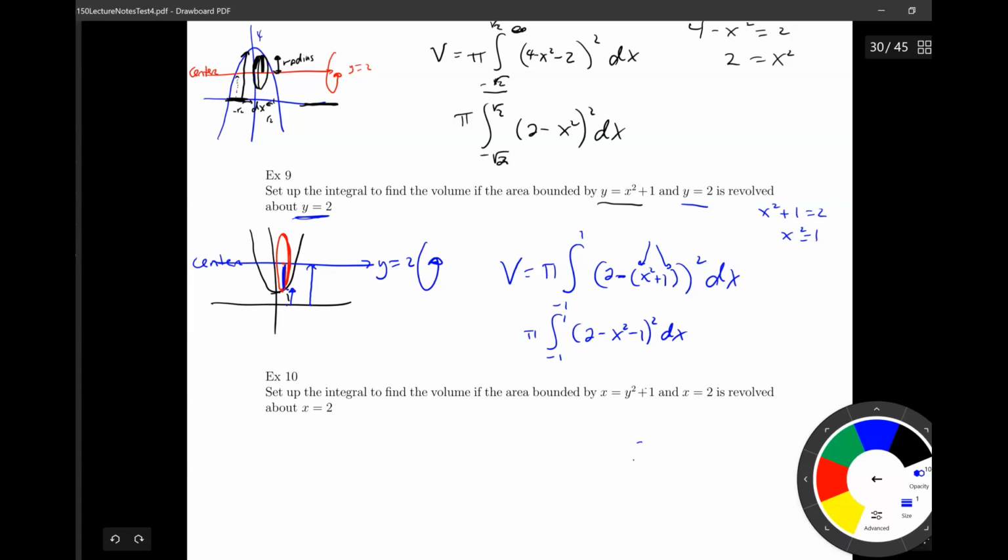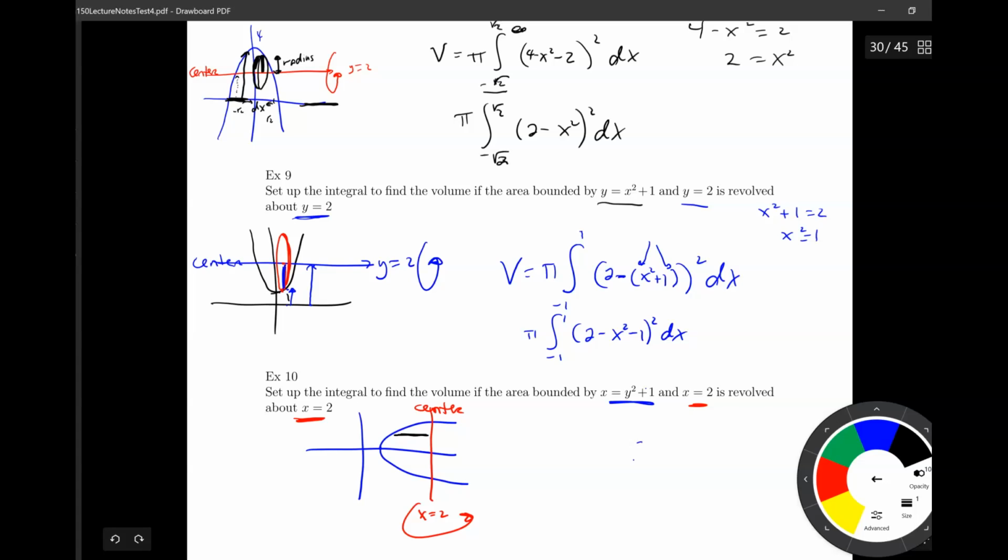All right, let's do one more here. All right, so here I have x equal y squared plus 1. Ooh, x equal y squared plus 1 looks like this. And then x equal 2 looks like this. All right, so now I'm revolving it about x equal 2. So this is the center. Again, the center line is very important.